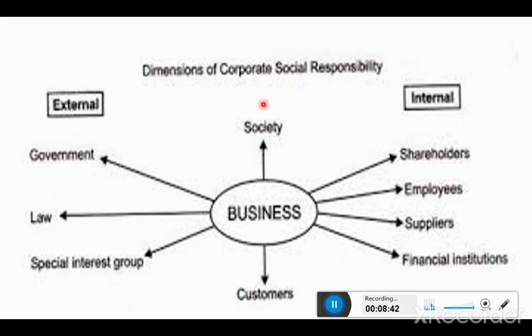By the name it is clear, external and internal. The tendency of the organization's actions must be toward external and toward internal.